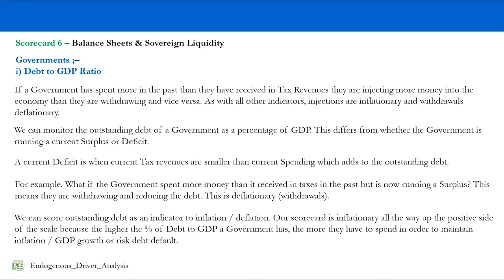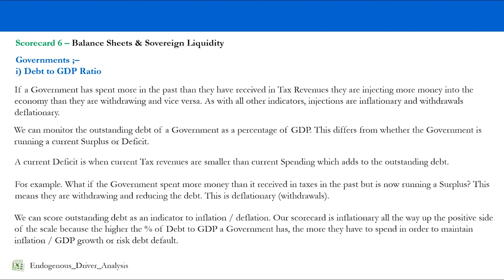So we'll come onto this a little bit later, but the theory is pretty straightforward. The more outstanding debt you have as a government, the more that that debt in the past has contributed to inflation and GDP, as a percentage of the overall economy. That's the most likely scenario.